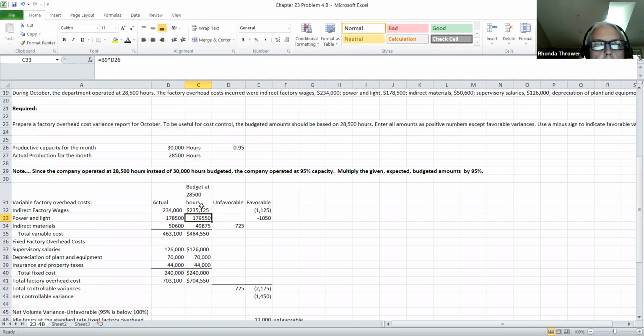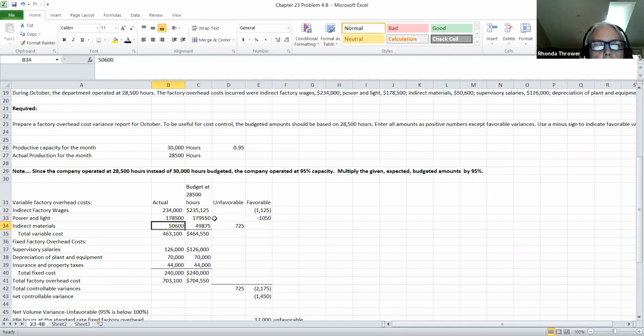So once you have your budgeted amount at 28,500 hours, you compare your actual with your budgeted. And again, this time it's a favorable amount. Notice favorable amounts, you should have a negative in front of those. So don't forget to put your negative amounts in for any favorable variance in Cengage. If you don't, they'll count it wrong.